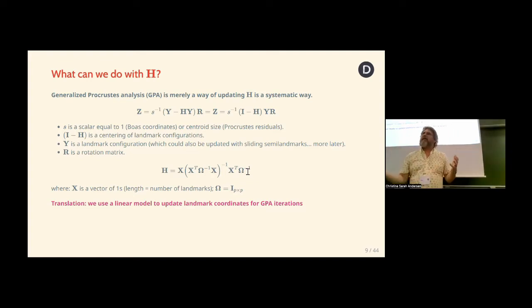In our model design, X is just a vector of ones. Omega is just an identity matrix, meaning the landmarks are independent of each other. Now, they're really not, but in terms of rotating, we assume that they're independent. So basically, we use a model to update our landmark configurations in GPA, right?